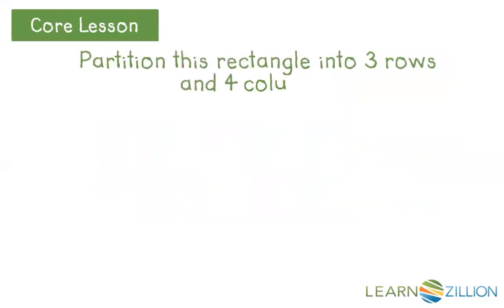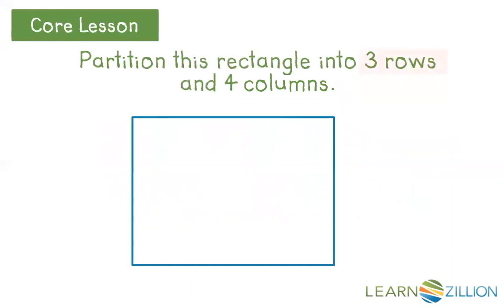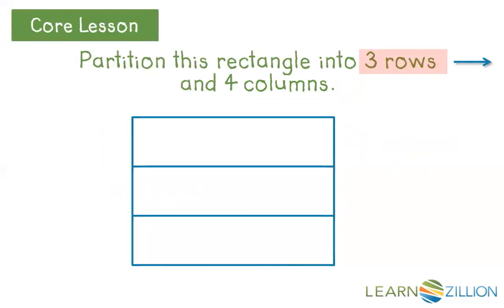Partition this rectangle into 3 rows and 4 columns. I remember that rows go across. I draw one horizontal line, another horizontal line. That gives me 3 rows. Now I need to create 4 columns. Columns go up and down.